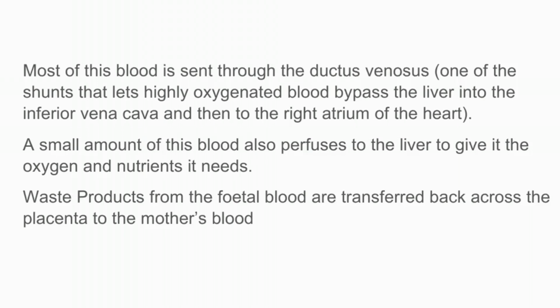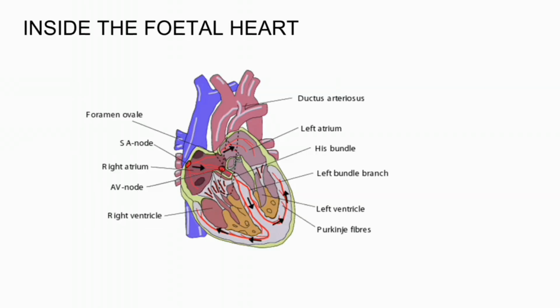So the ductus venosus allows oxygenated blood to bypass the liver into the inferior vena cava and into the right atrium of the heart. We must also understand that some blood perfuses into the liver to give it the oxygen and the nutrients it needs, and the waste products that are formed in the fetus are transferred back across the placenta to the mother's blood. So, inside of the fetal heart.